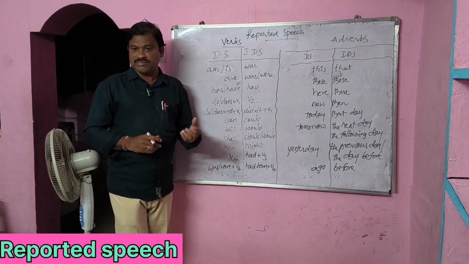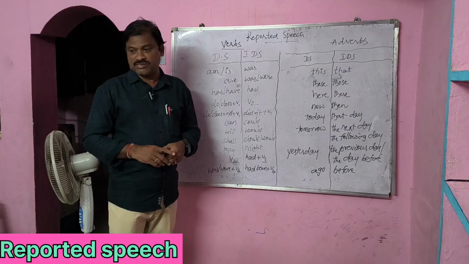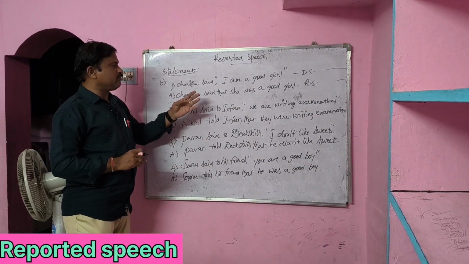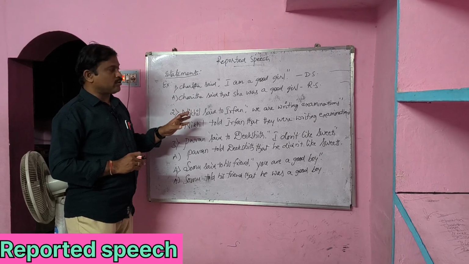Now let's take some examples, then you can understand easily. First we take an example of the statement model. Already we know how to find out the statement model.